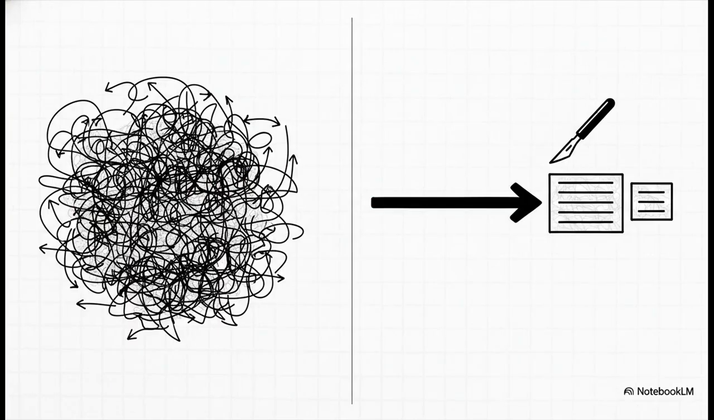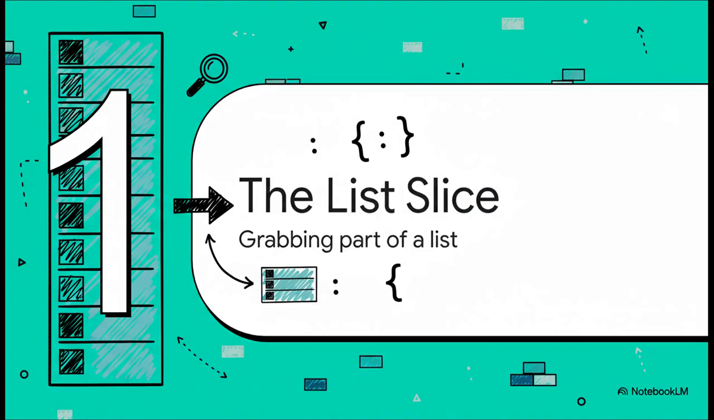Sure, you could write a clunky loop to go through everything and pick out what you need, but honestly, that's kind of a pain. Python has a much more elegant solution built right into the language. And that solution, my friend, is the list slice. This is your key to effortlessly grabbing exactly the portion of the list that you need.